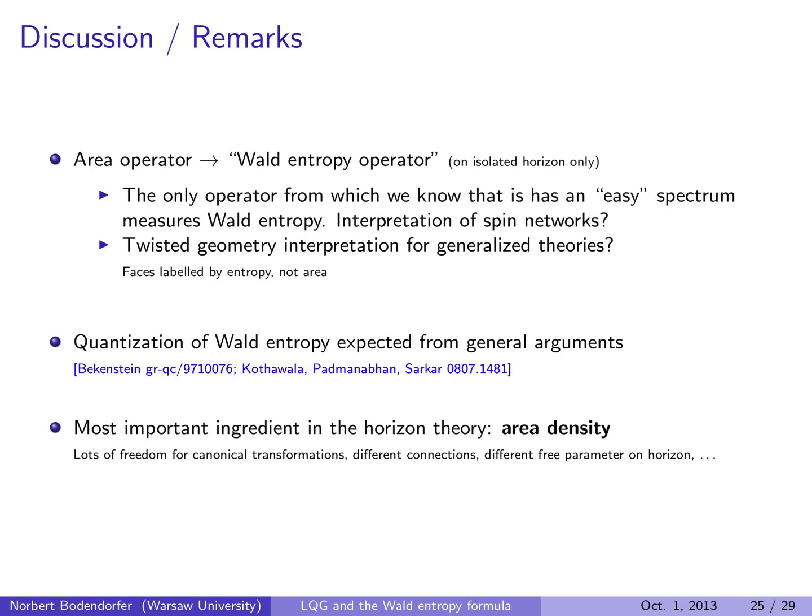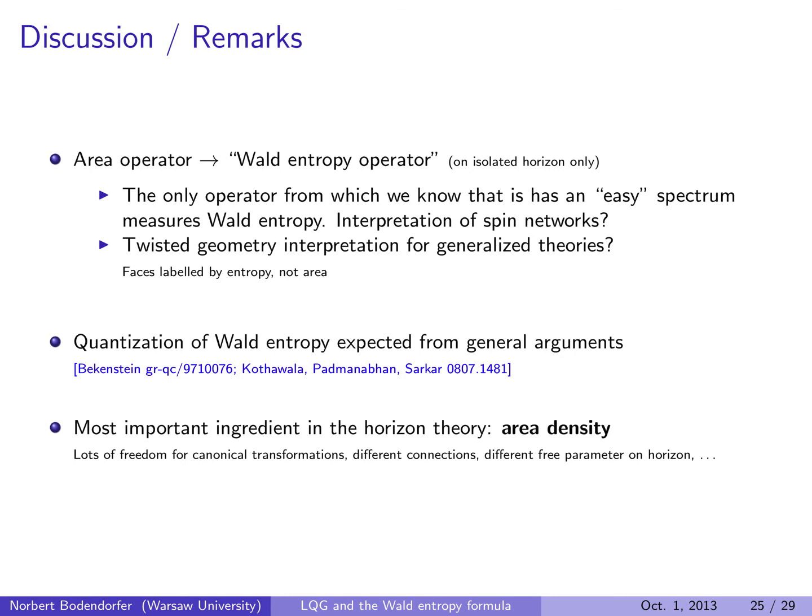So again, I didn't say much about this freedom in choosing the connection, but there's essentially lots of freedom for doing canonical transformations using different connections on the horizon. You could even introduce a different free parameter on the horizon, which is something which was already noticed by Engle, Perez, Noui, and Pranzetti in 2010 in the SU(2) case, where they say that also there you can use a different free parameter on the horizon.